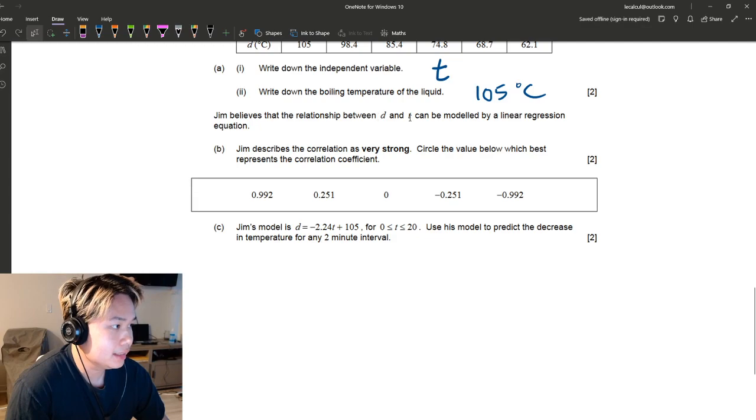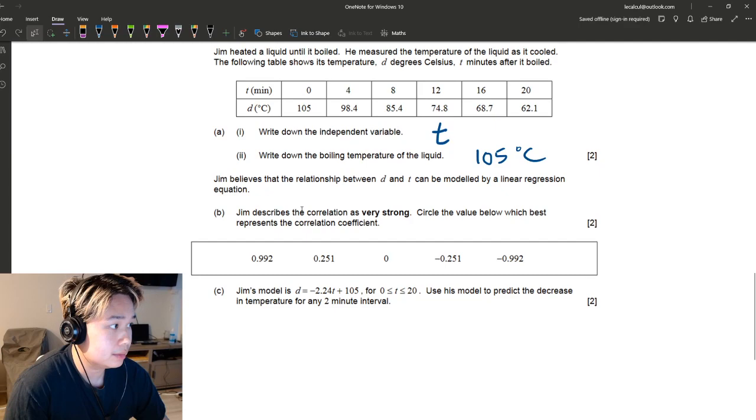Okay, what's next? We can model the linear regression, but we're not actually going to do it because this is a paper 1. And then Jim describes this relationship as very strong. So which Pearson's correlation coefficient fits the best? Very strong is somewhere close to one. So it's either negative or positive.